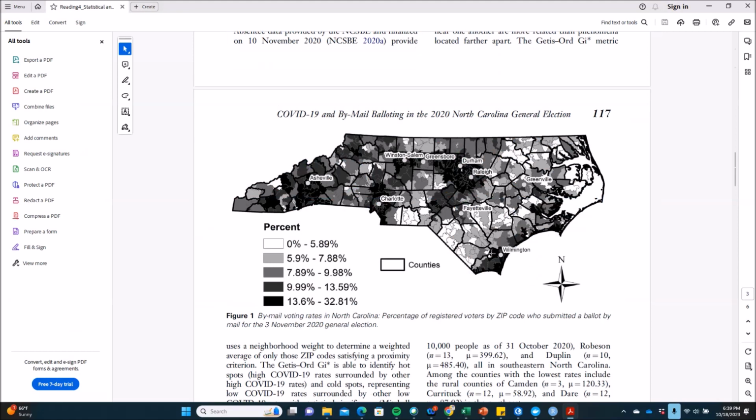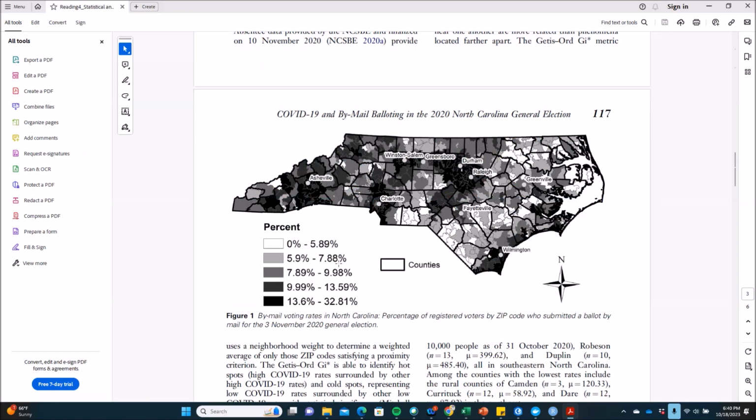Methodology. This is my nice little map right here. In this map, I did a quantile map, or a quintile map in this case, which means each of these are evenly divided. All I did was look for all the areas in white versus all the areas that are darkest and look for a difference in by-mail rates. Okay, that's all I did.